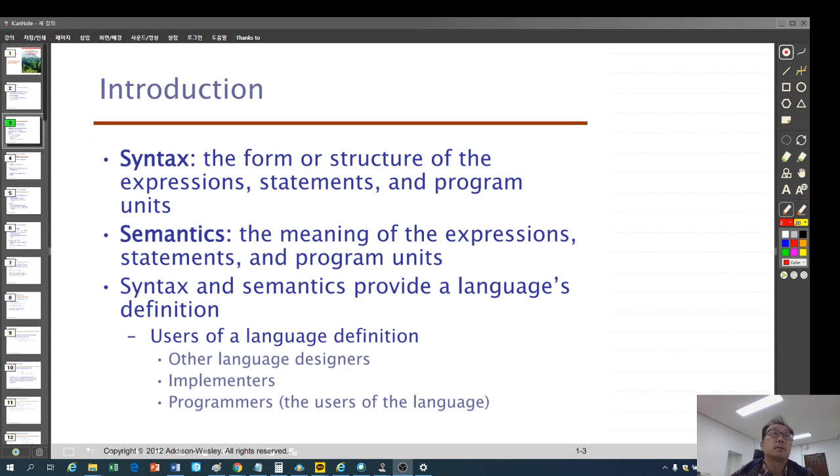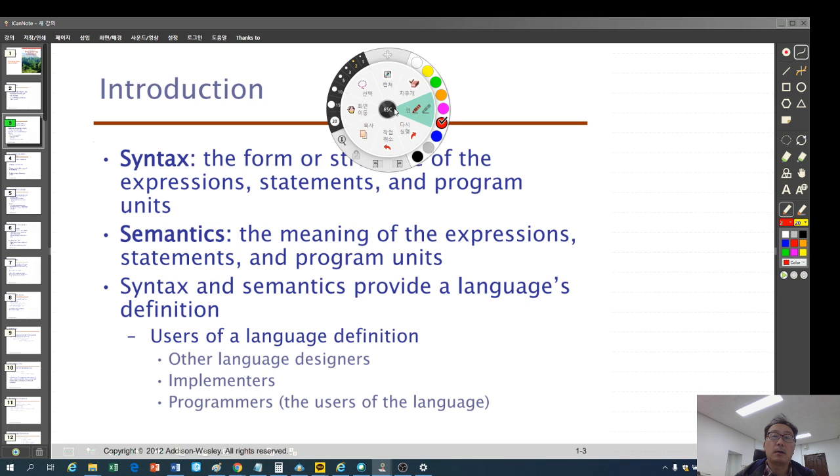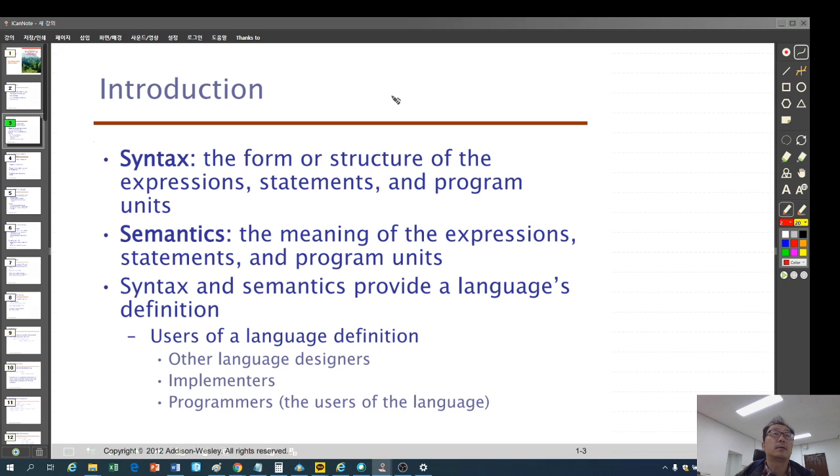Okay, let's start section 3.1. In this chapter 3, we will study how to define the syntax and the semantics of a programming language.